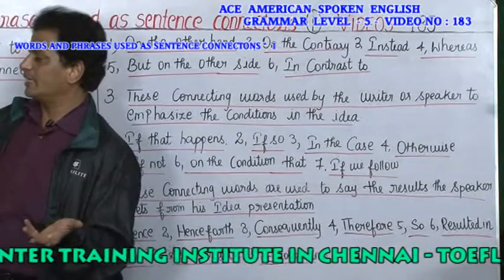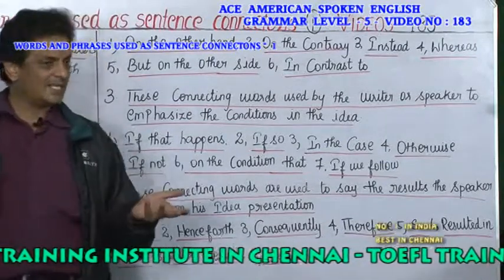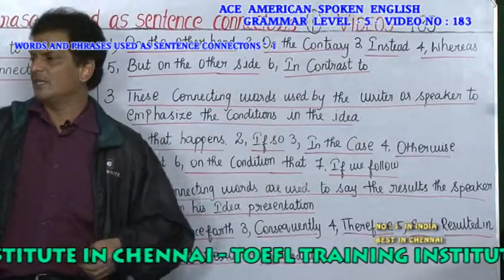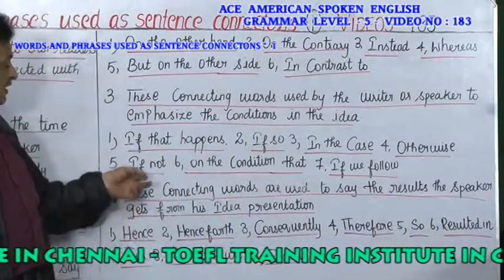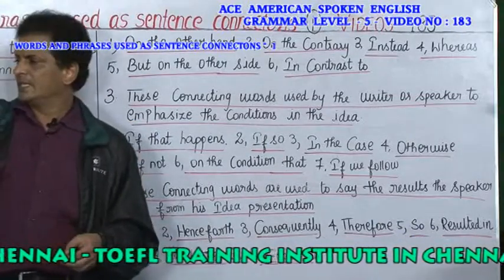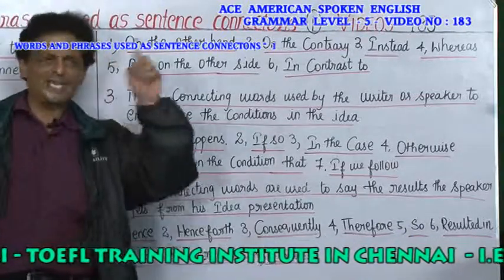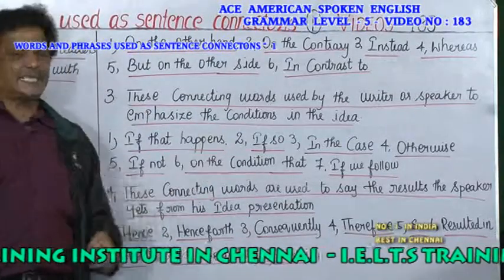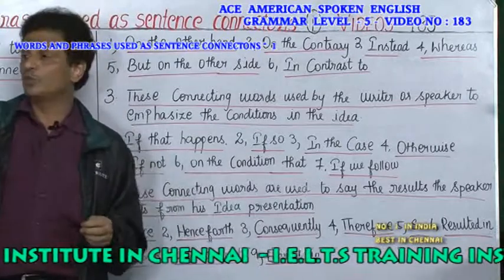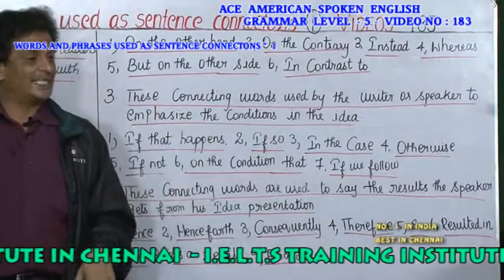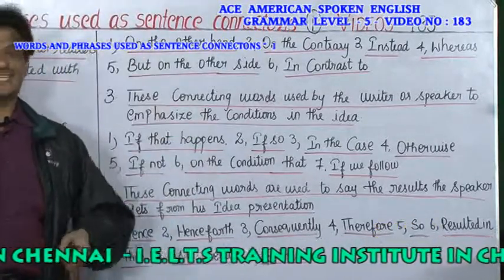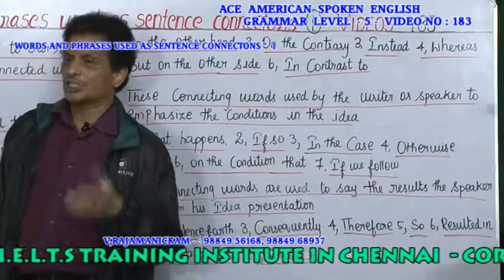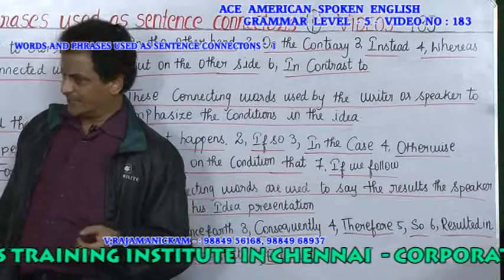If I get good marks, I will join an engineering college. Otherwise, I will join in an arts and science college. If not, if you do not wear a helmet, you will be arrested by the police. On the condition that the bank is ready to give you loan, on the condition that you get a, what is that? Guarantee letter. If we follow the rules and regulations, there won't be any traffic accidents.